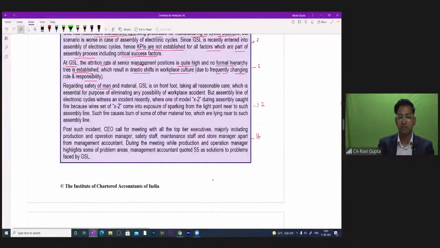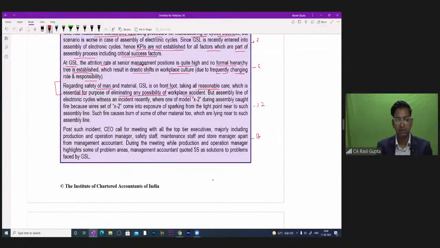Regarding the safety of the man and material, GSL is on the front foot, taking all the reasonable care, which is essential for the purpose of eliminating any possibility of workplace incidents. So we can see here it's very attentive. This company GSL is very proactive in making a workplace safe. Sir, if they say tools are not accessible, it will remove the carelessness of the worker.